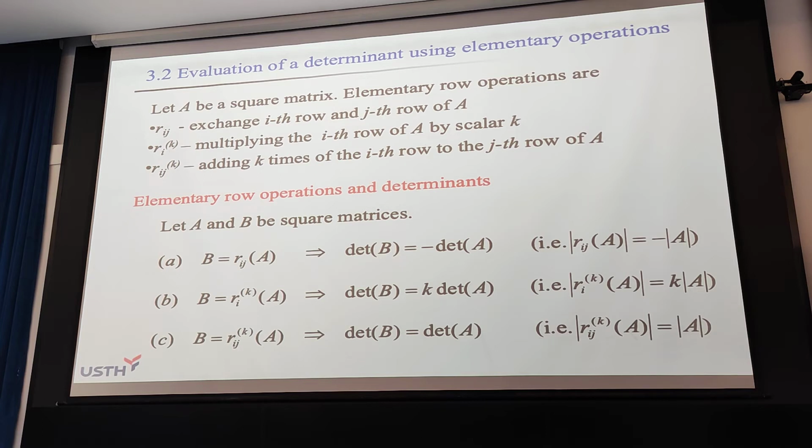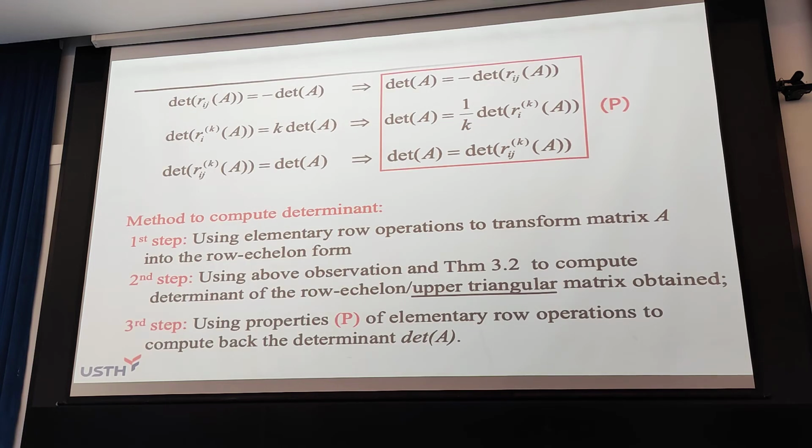When we apply the row operation, the determinant of the result will be exchanged by that one. And we summarize that in the property, I call it property P. Then we can use those operations to find the determinant in 3 steps.